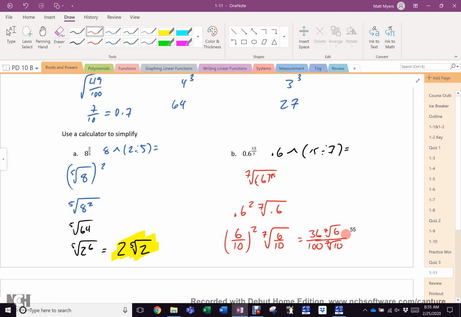Everybody cool? I need you to be able to work in both of these forms. You need to be able to understand that that 2 can be part of the radicand, and then we can sort it out that way. That's the whole point of it. Yeah?